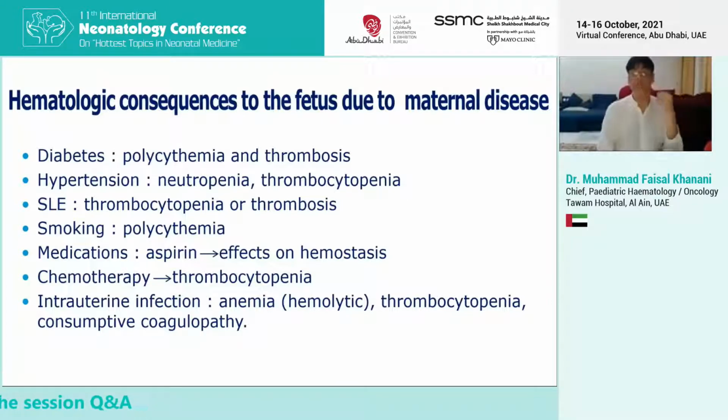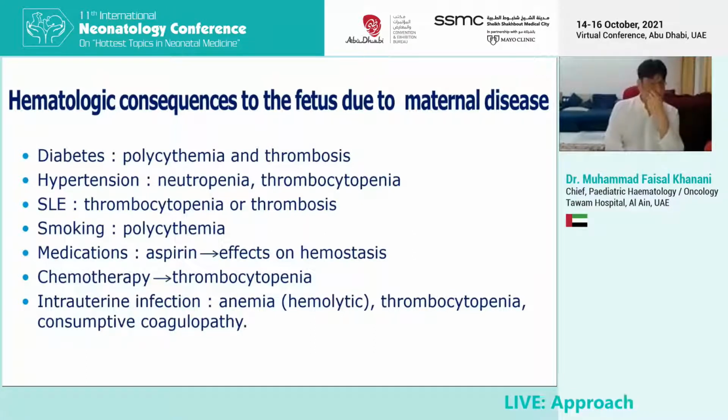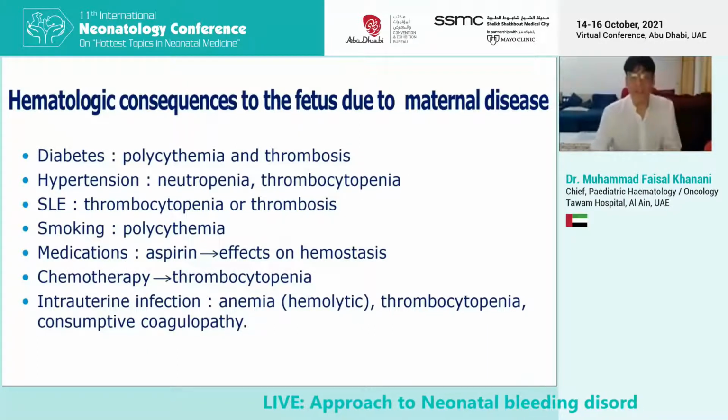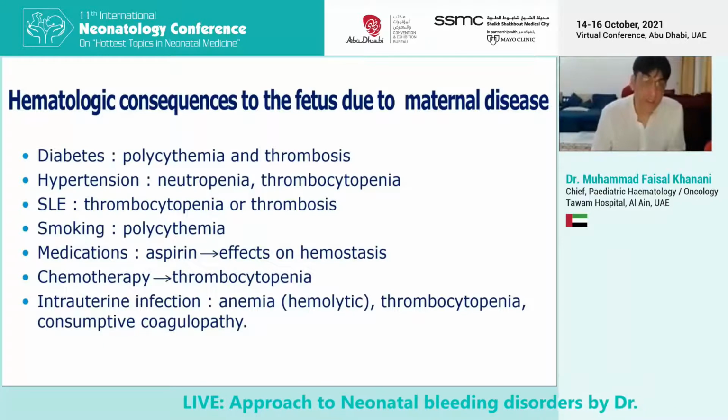Medication the mother is taking can affect hemostasis. If the mother is on chemotherapy, it can induce thrombocytopenia. And intrauterine infection, which presents with anemia, thrombocytopenia, and consumptive coagulopathy, can be a cascade of intrauterine infection.